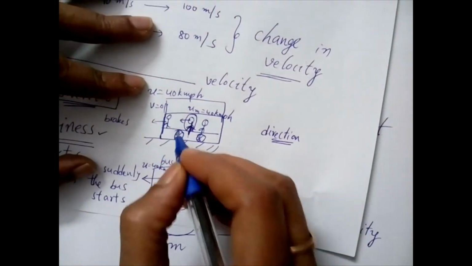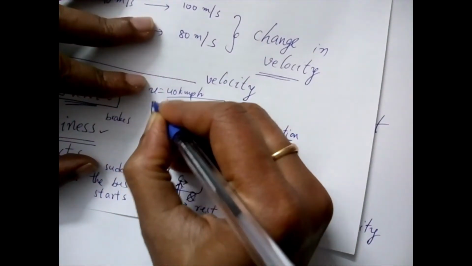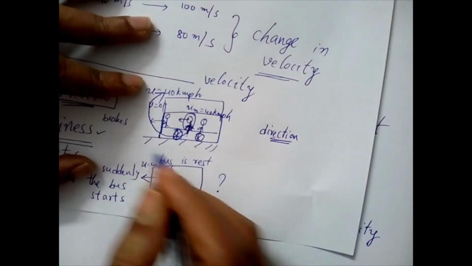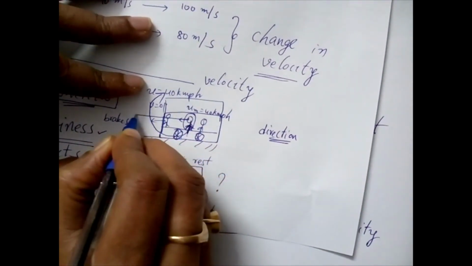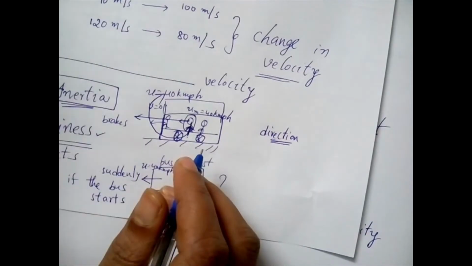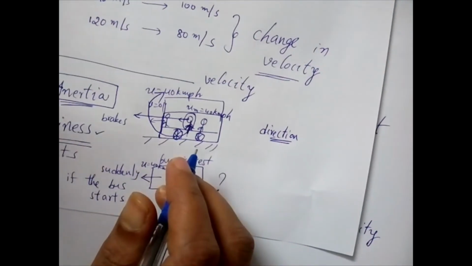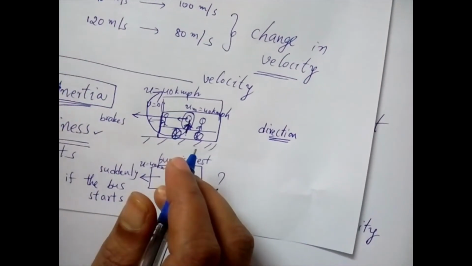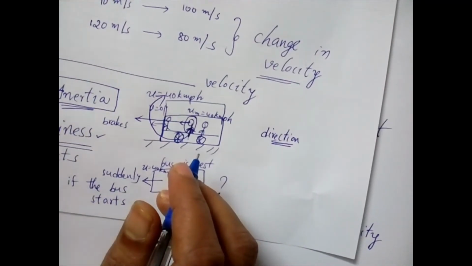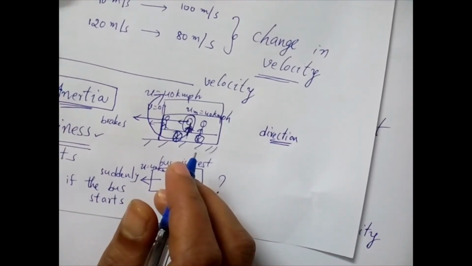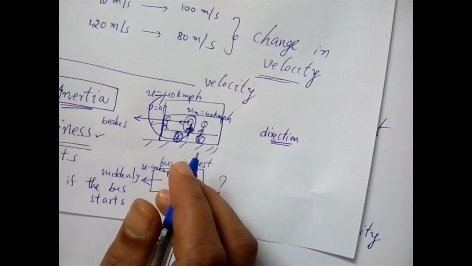Same thing when the bus is taking a turn. You were initially going in the straight position. When it is suddenly taking a turn, you don't want to change your direction. That's why you will feel a push in the outward direction. You will feel a tangentially outward push.